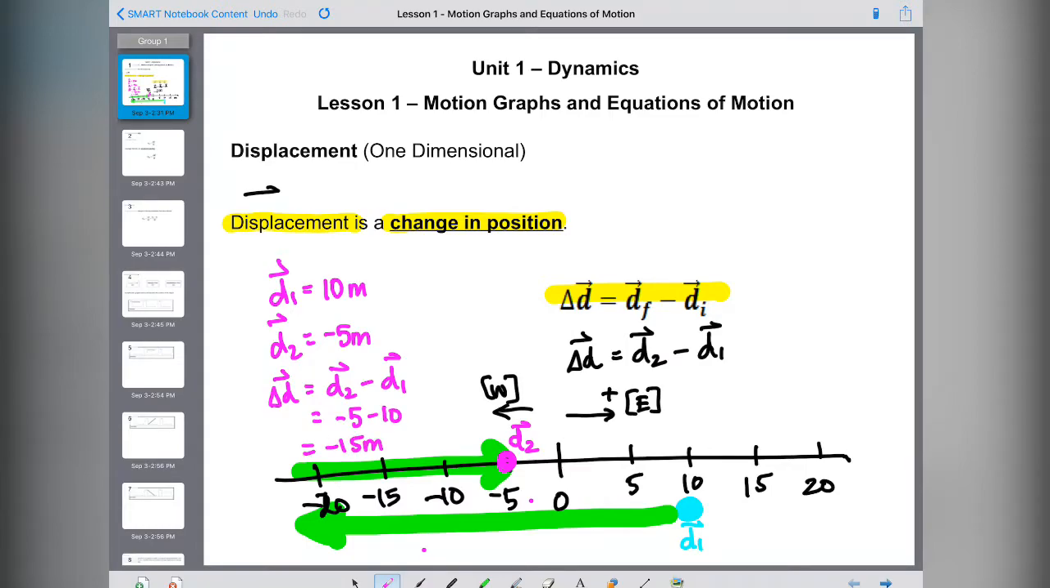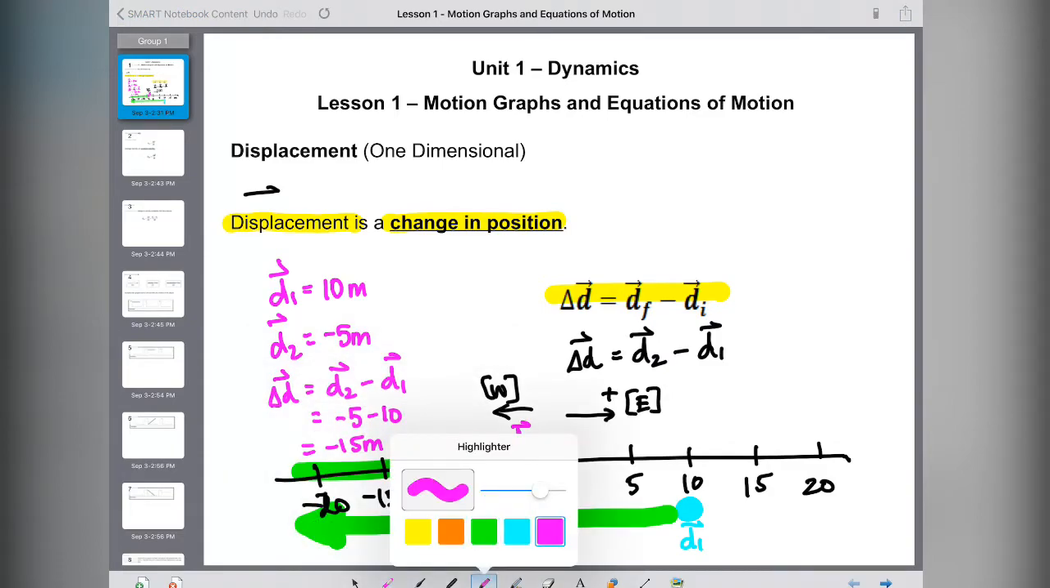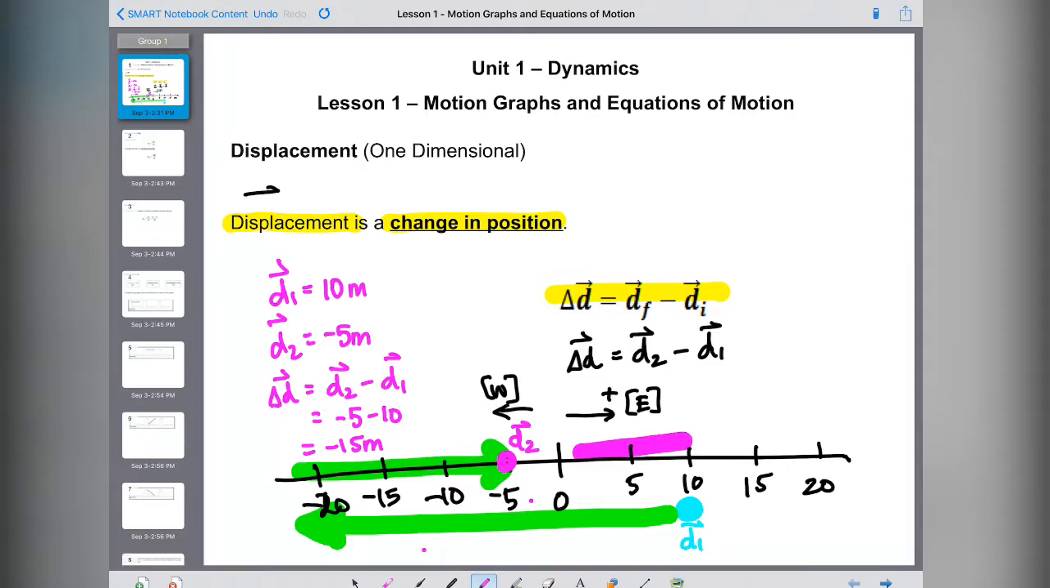But what does -15 meters mean? It really means the change in the position from the starting point, which is at the 10. I have traveled this far. That thick purple line is the actual displacement, the change in position. Notice that it's pointing to the west direction.